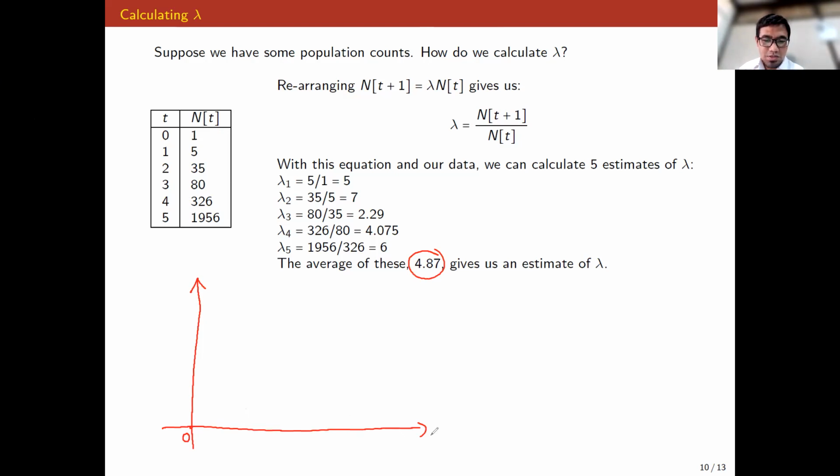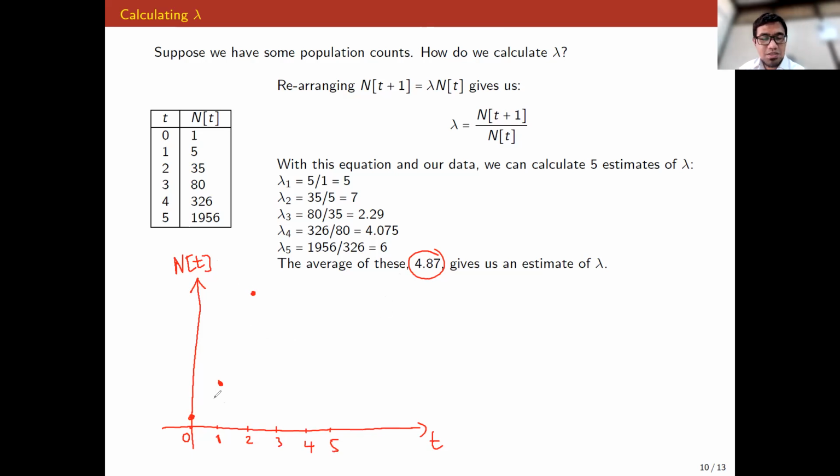So this is t, this is n. At t equals 0, we have 1. At 1, we have 5. At 2, we have 35, something like that, and so on, until 5. Just plot the data into the graph.